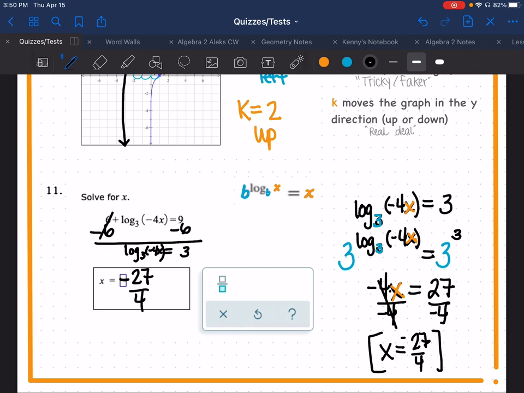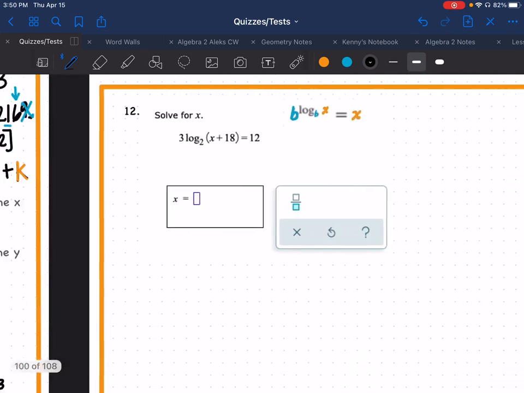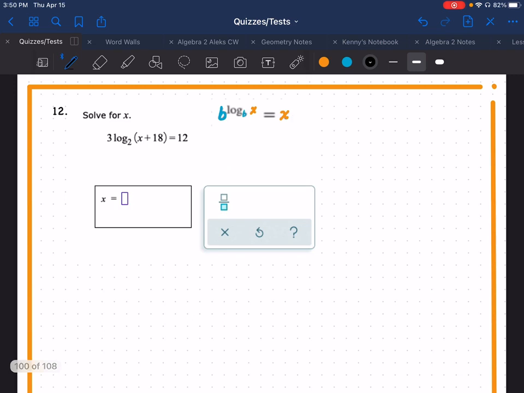All right, I am going to show you the last question on today's test. That's because it is like this last one. We're going to go ahead and do the same thing, but before we do, we have to make sure that this part right here is completely alone. That means the 3's got to go. So I'm going to go ahead and get rid of the multiplication by dividing by 3 on both sides. This leaves me with log 2 of x plus 18 equals 4.